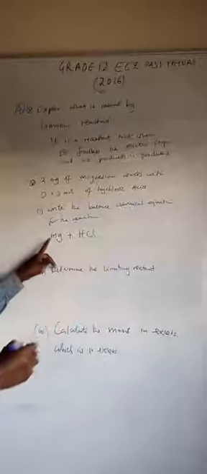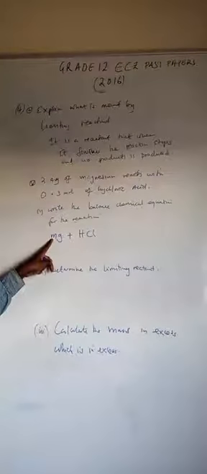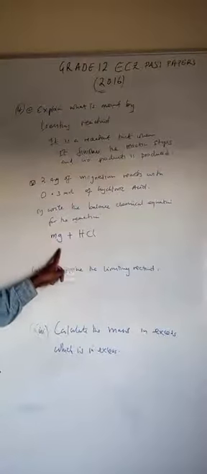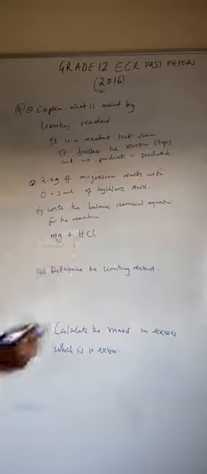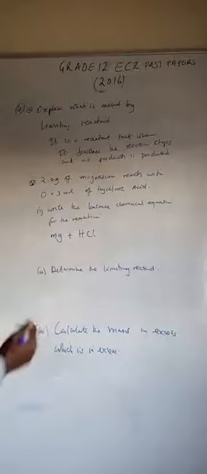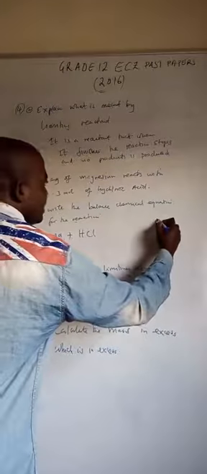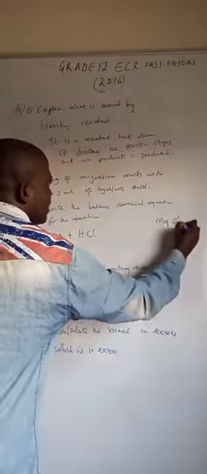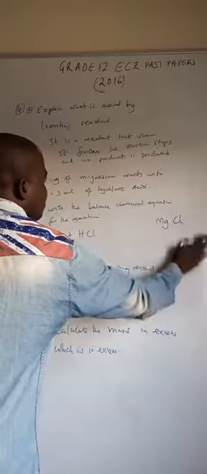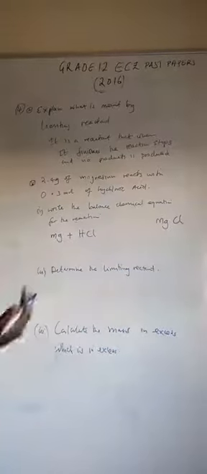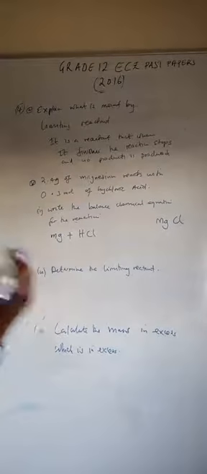So we are reacting magnesium plus hydrochloric acid. Okay, so it means this is a chemical reaction. Magnesium is reacting with hydrochloric acid. What do you do? I talked about chemical formulas where you use valences. In the previous teachings, I taught that when writing chemical formulas, you need valences.